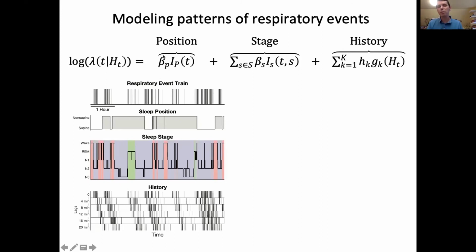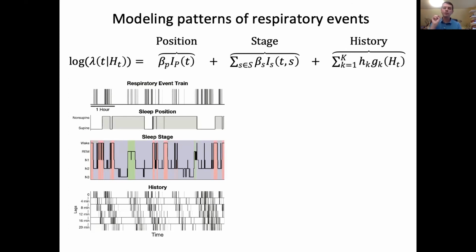And in this case, we have parameters beta here and just indicator functions, in this case for position, that indicate at each time whether the subject is supine or non-supine. And in this case, at each time, whether the subject is in each of the various sleep stages we're examining.